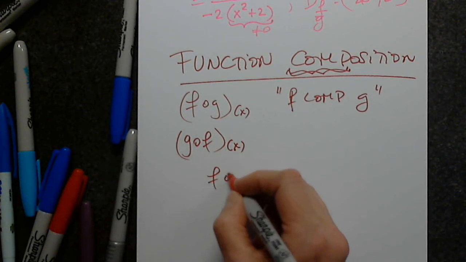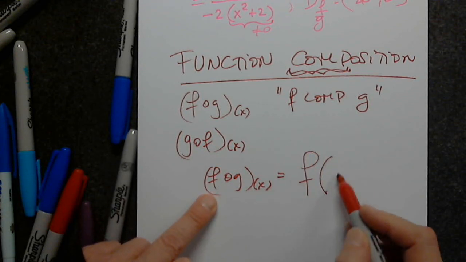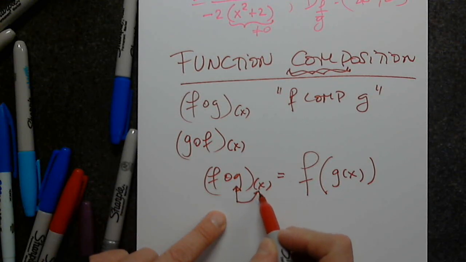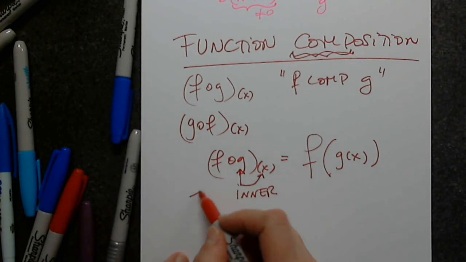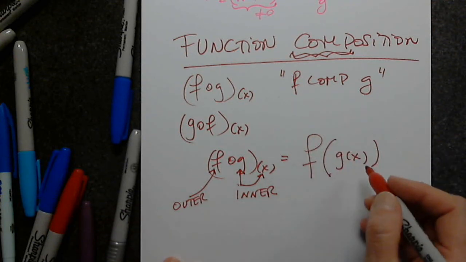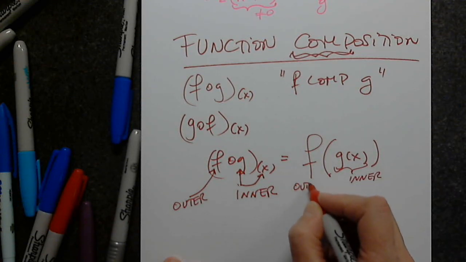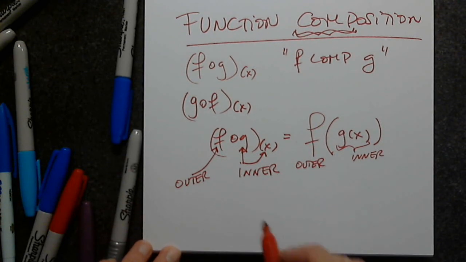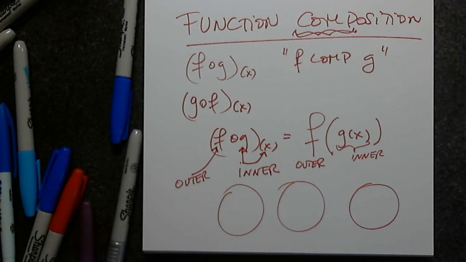So let's start with f comp g. By definition, this means f of g of x, which means this function, which is the closest to x, is the inner function, and this one is the outer. It's the function that is applied to the inner. This is the inner, and this is the outer. Okay, again, you can say this looks interesting, but let me show you with bubbles. Well, I mean sets.